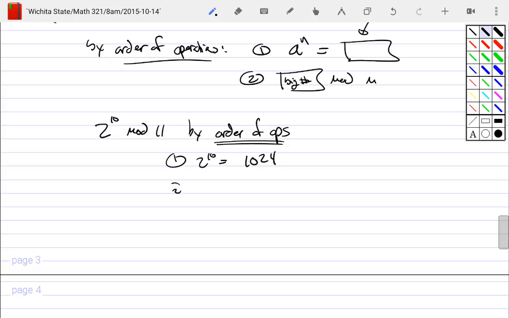If I had to do this, the second thing we would do is, what is 1,024 modulo 11? What is the nearest multiple of 11 to 1,024? Subtract that, and I would get my remainder, right? Now, could you see how this would be expensive if I went up to 2 to the 20th, 2 to the 30th, 2 to the 5 billionth? That gets expensive, a little bit costly.